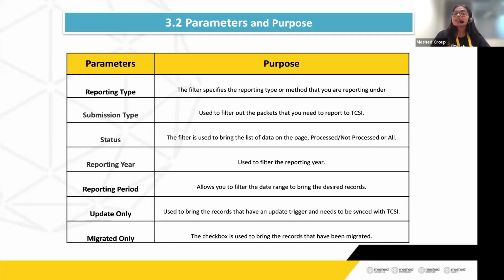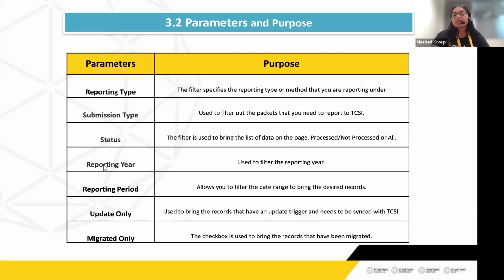Status. This third filter is used to bring the list of data on the page. Status could be processed, not processed, or all. Processed is any record that has been reported to TCSI. Not processed is a new record which has not been sent. And all is a combination of both. By default, the status filter will have the selection as all, but you will be able to select only processed records or only not processed ones.